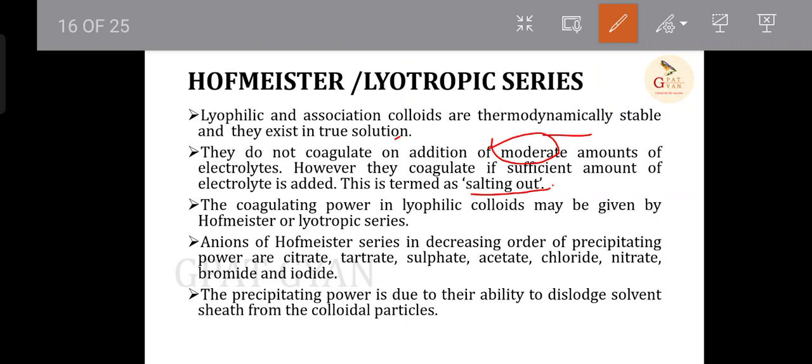Now how the series varies, you can see here: the power of the different types of electrolyte in decreasing order. You can see citrate, then tartrate, then sulfate, acetate, chloride, nitrate, bromide, iodide. So this is the decreasing order of precipitating power. Obviously you can see this is a little bit related to the concept of valency also. So this is the Lyotropic series. Now the precipitating power is due to the ability to dislodge the solvent sheath from the colloidal particles. So this is all about the Hofmeister Lyotropic series.